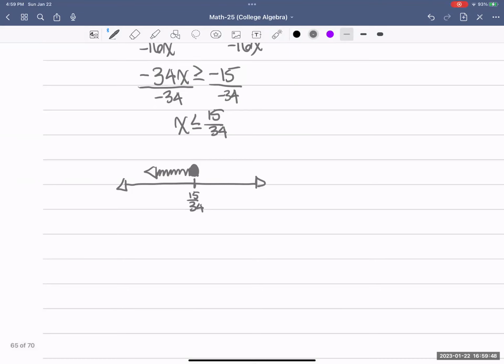And now interval notation. Starting off with the left side, we go to that left pointing arrow indicating negative infinity. And on the right bound, we have 15 over 34. Closed circle indicating that we do include that point. Bracket also indicating that we include that point. And that's it. That's our solution.